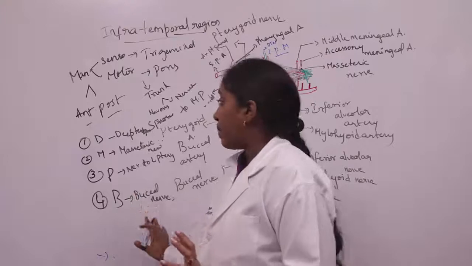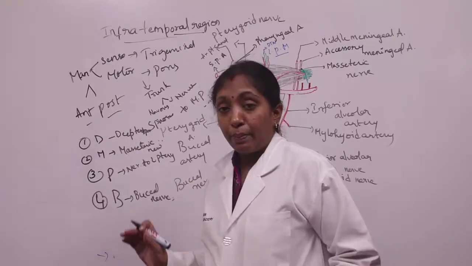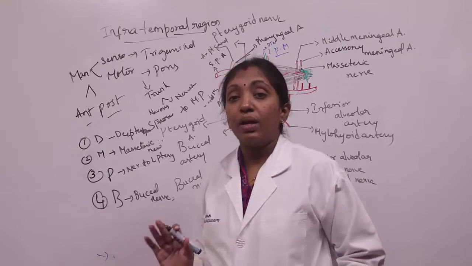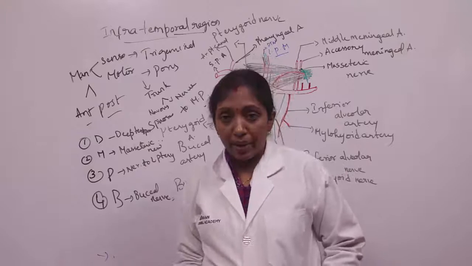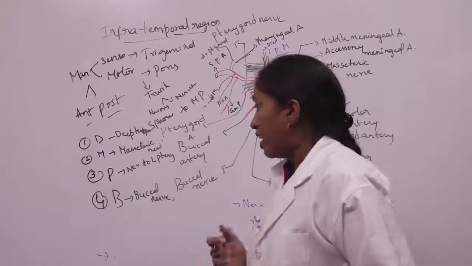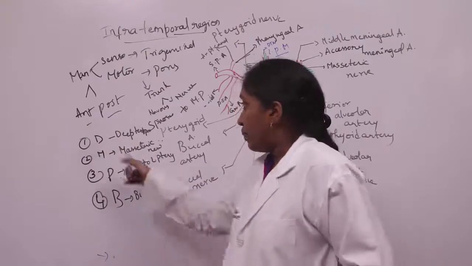It is the only sensory part of the anterior division of the mandibular nerve. It supplies the skin and mucous membrane over the buccinator muscle, but not the buccinator muscle. We know that the buccinator muscle is supplied by the facial nerve. It's a branch of the facial nerve. So that is about the anterior division of the mandibular nerve.